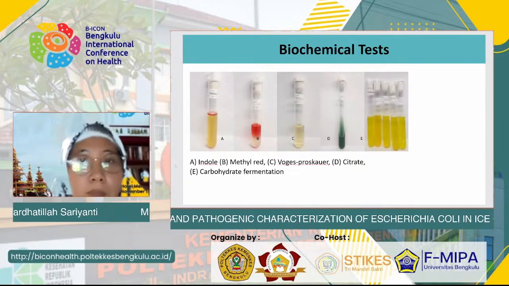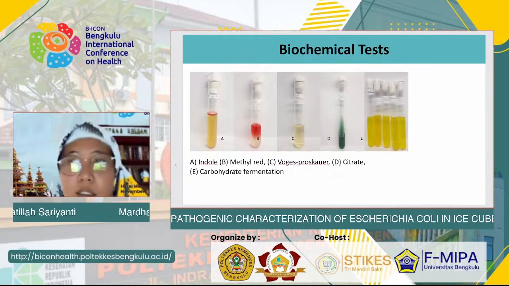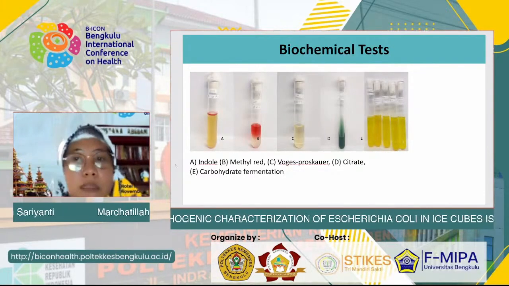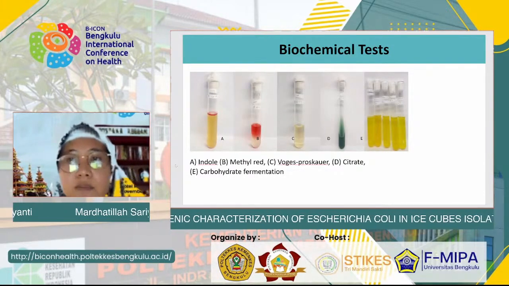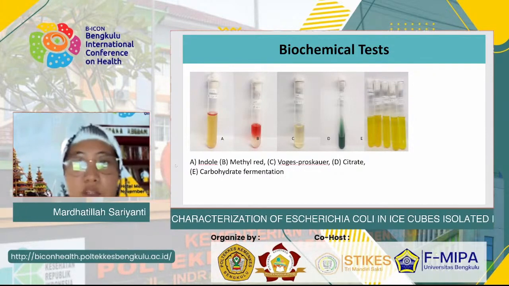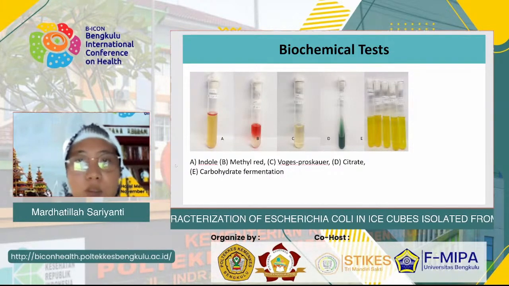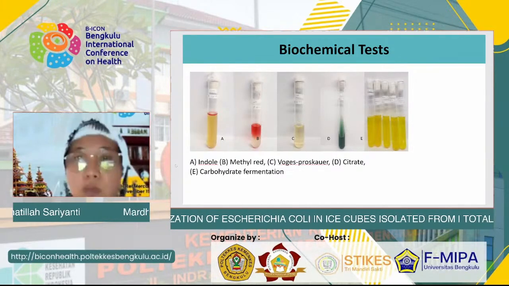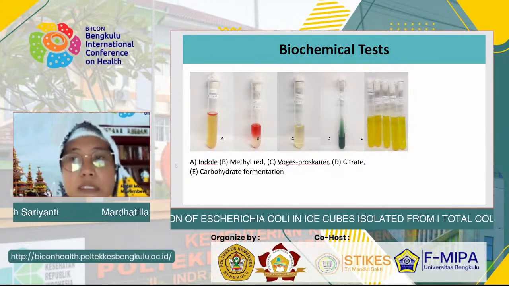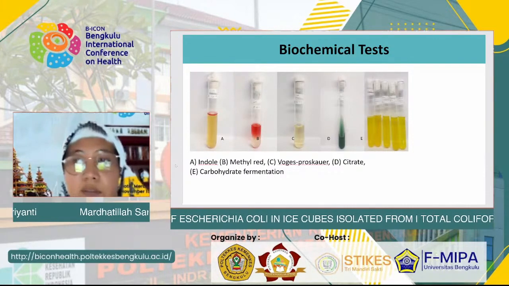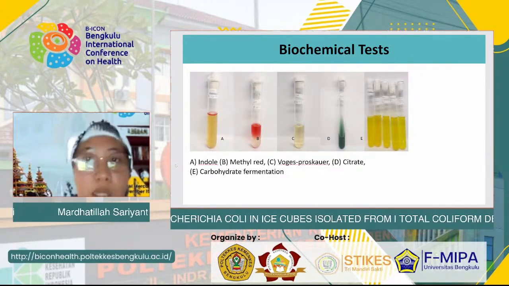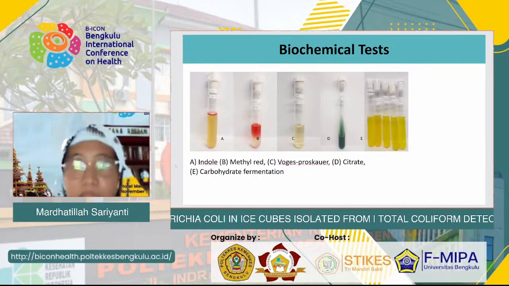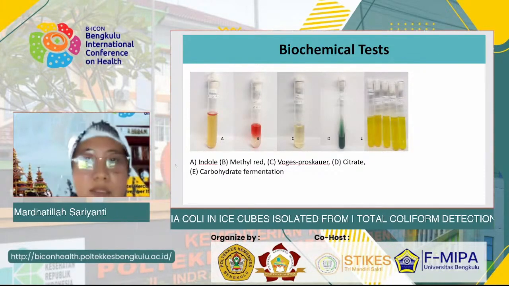Furthermore, in the carbohydrate fermentation test, E. coli positively fermented glucose, lactose, maltose, mannitol, and sucrose. These conditions were identified by the color change of the medium from red to yellow with the presence of gas in the Durham tubes.